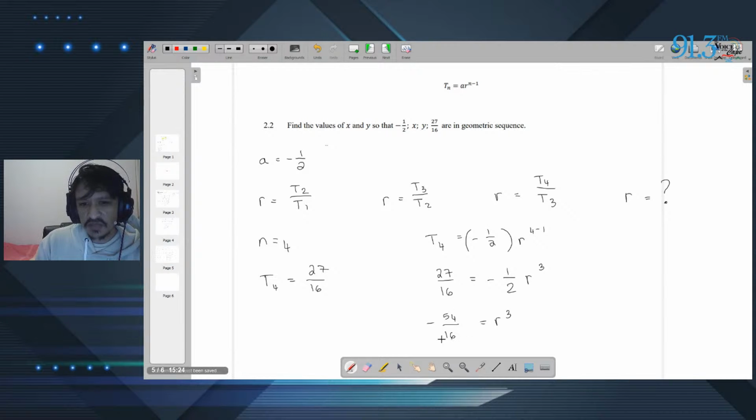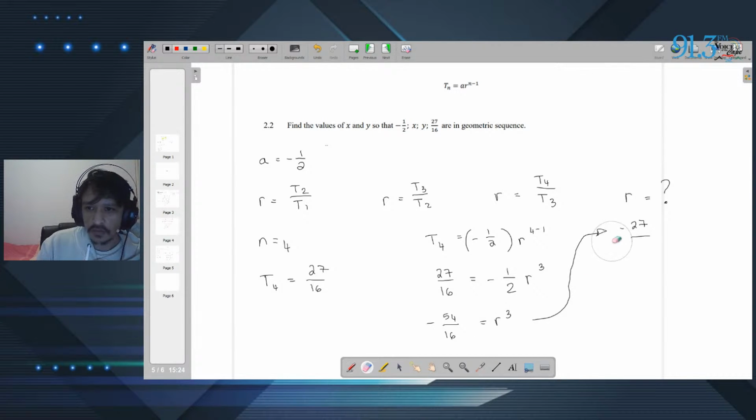Now, can we simplify this further? Well, of course we can. We can divide by 2. If we divide by 4, let's check, 54 divided by 4, oops, we can't do that. 54 divided by 2 gives me 27. So I can use 2. So I'll just simplify it. I'll get negative 27 over 8. Give me a second. There we go. Negative 27 over 8 is equal to R to the power of 3.